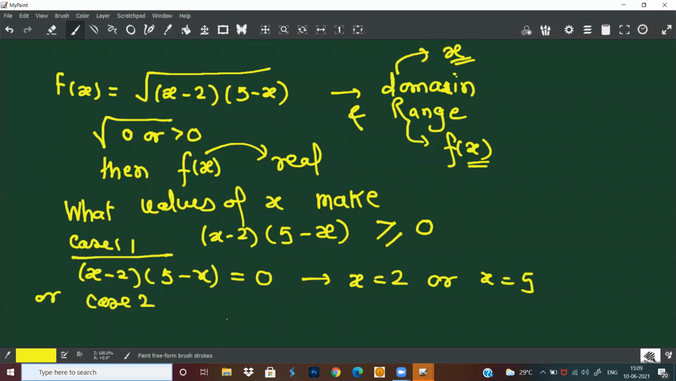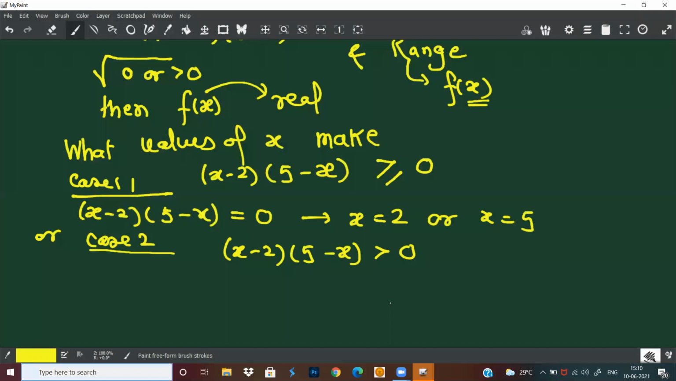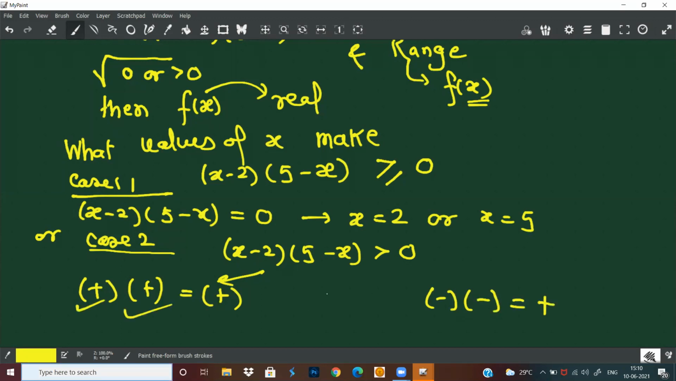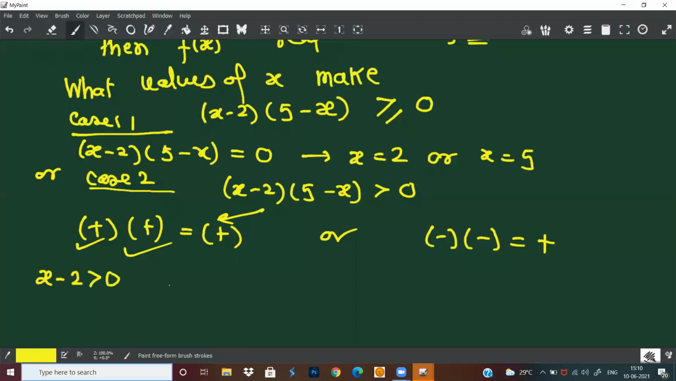And case 2 will be (x minus 2) into (5 minus x) positive will also work. Now you can do it by many methods, but my logical method is the easiest. See, when you have the product of two numbers positive, either positive into positive will be positive or negative into negative will be positive. Do you understand? Either both numbers positive or both numbers negative. So the first number positive and the second number positive, positive into positive will be positive. So this gives x is greater than 2, and now take the 5 over there, so minus x is greater than.